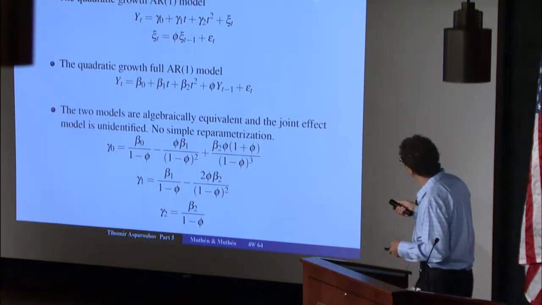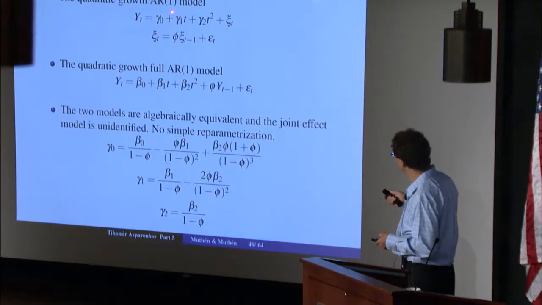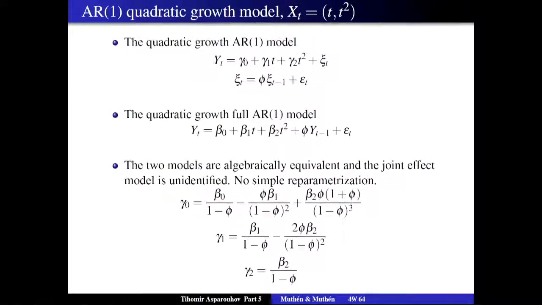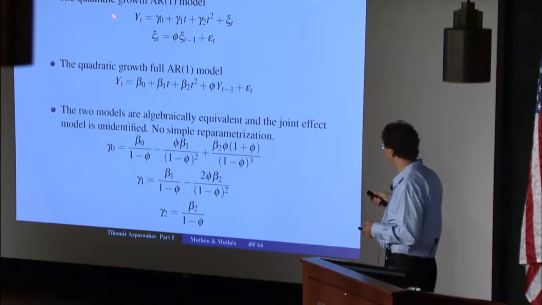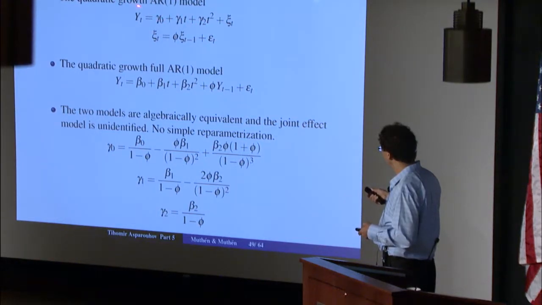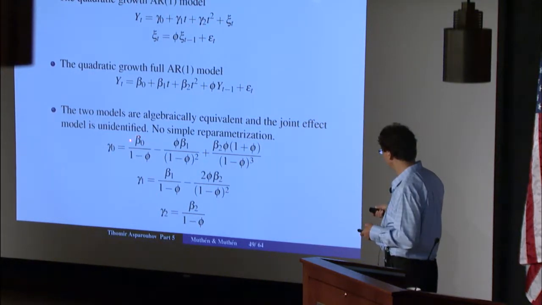So again, in the quadratic growth model, you have the residual AR1 model. Basically, you have the quadratic trend, and then you have the autoregressive equation for the residual, and then you have the full AR1 model with a quadratic trend, where the equation has the quadratic trend within the autoregressive part of the model. It turns out that, again, these two models are algebraically equivalent, but the equations are different. So you can obtain the parameters for the residual AR1 model from the parameters of the full AR1 model through these equations.